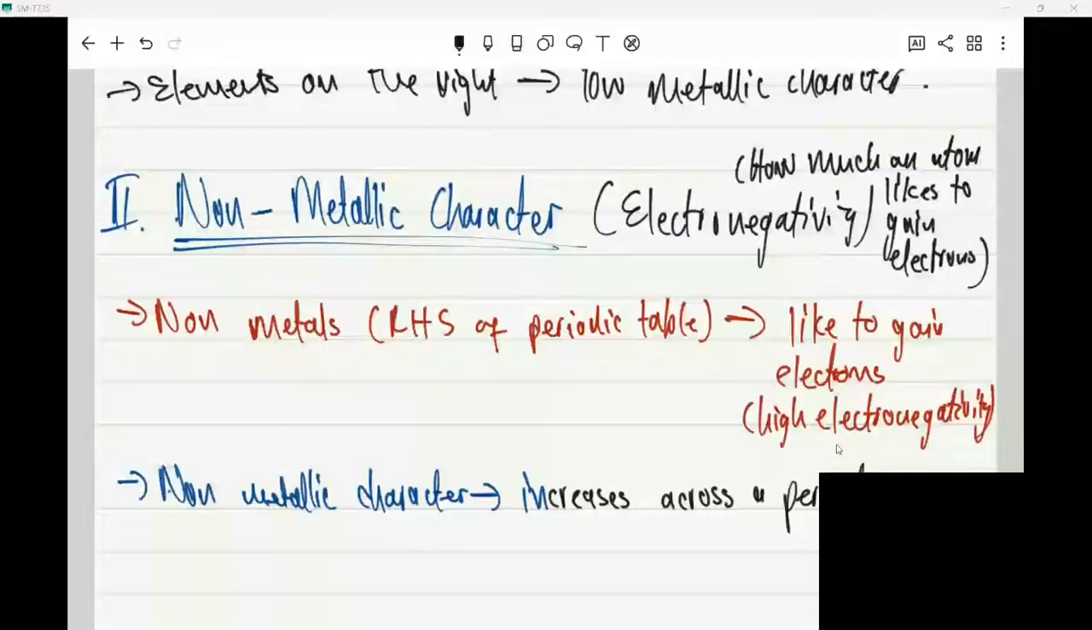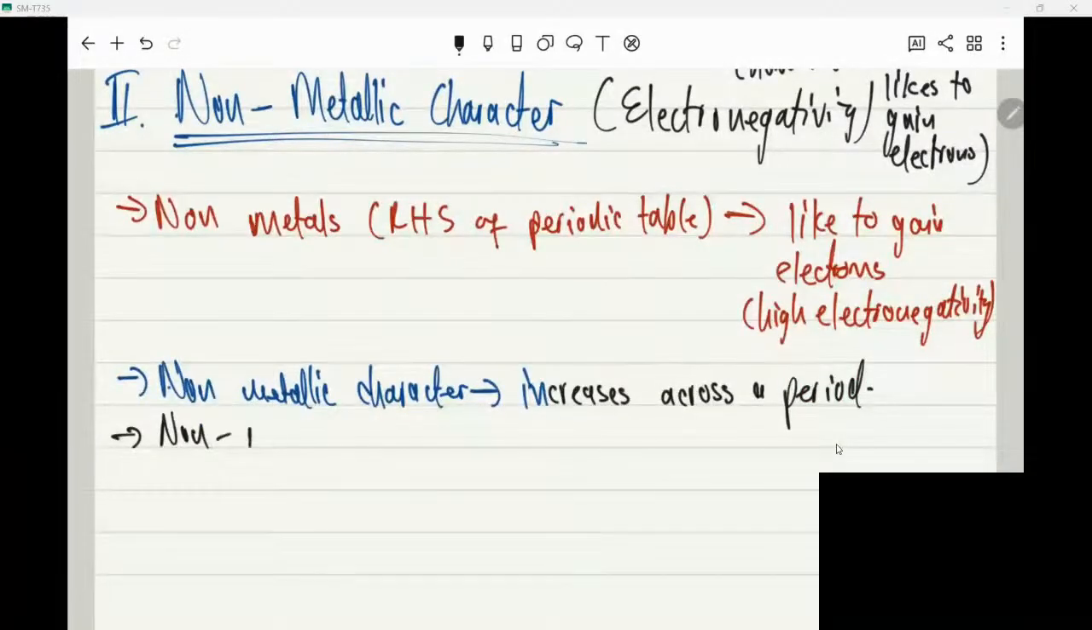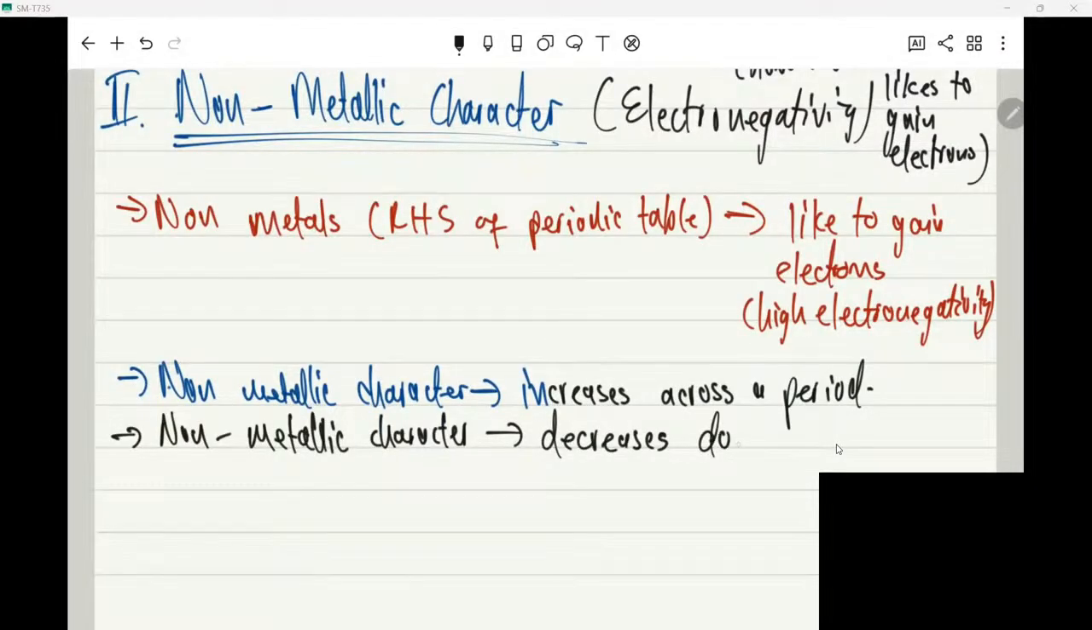Okay, so non-metallic character increases across a period. What about non-metallic character down a group? Let's talk about it again. Non-metallic character, what does it do? It decreases down a group. When you go down a group, you are increasing the number of shells. Now, when the number of shells is a lot, the atom will not like to gain much.